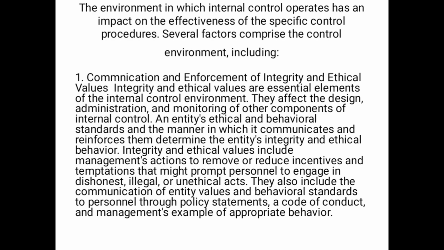An entity's ethical and behavioral standards and the manner in which it communicates and reinforces them determine the entity's integrity and ethical behavior. Integrity and ethical values include management action to remove or reduce incentives and temptations that might prompt personnel to engage in dishonest, illegal, or unethical acts. They also include the communication of the entity's values and behavior standards to personnel through policy statements, a code of conduct, and management example of appropriate behavior.